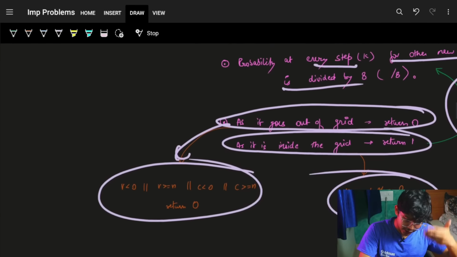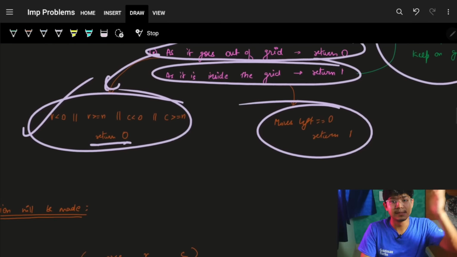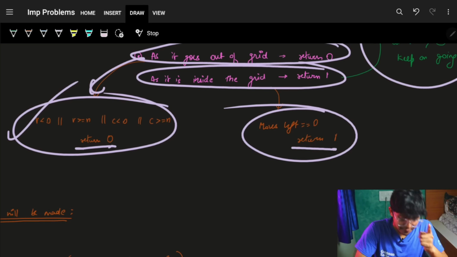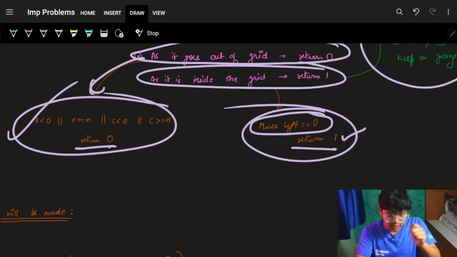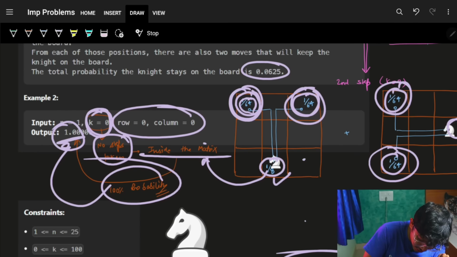Now coming back to it, we know that we will see the movement. If it is outside the grid, we will simply return a 0. Inside the grid, which means moves left, remember, if the moves left are actually 0, then we will return a 1.